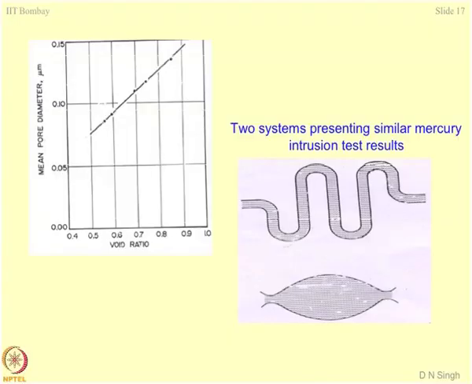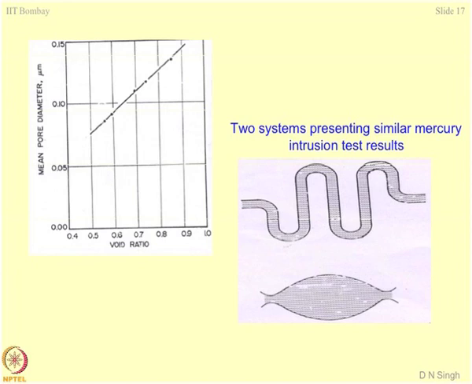Now, this is another interesting relationship which you will get out of this exercise: mean pore diameter as a function of void ratio. Alright. As the void ratio increases, the mean pore diameter also increases. That's understood. But this void ratio is the total void ratio which we are talking about, which includes all sets of pores, micro, meso, macro, which otherwise you would not be able to obtain. That means the material and the grain porosity also you are considering into the analysis.